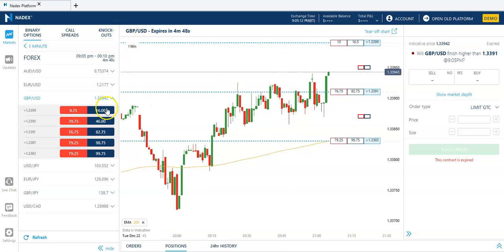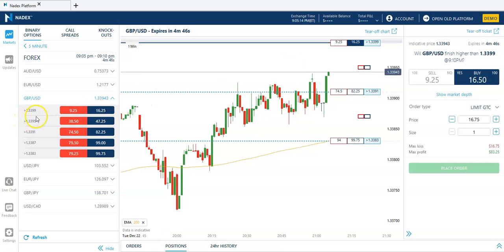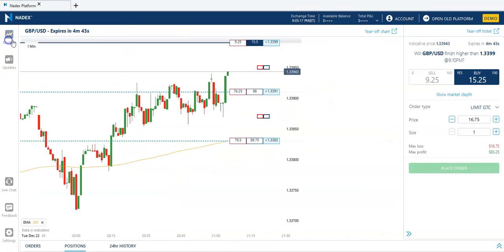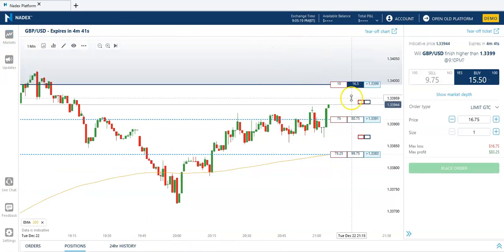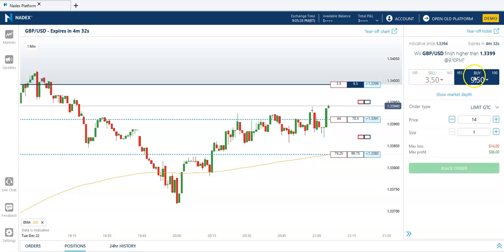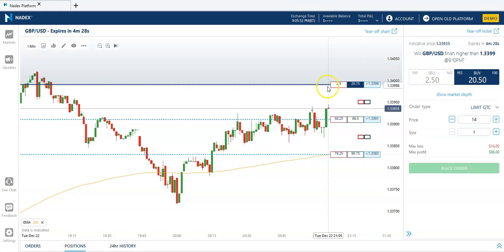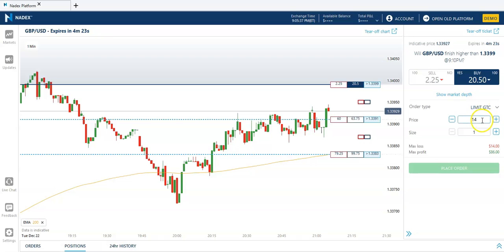And if we think we're bullish, let's look at this 1.3399 level. Okay. So right now, this is the price, right? So 15.25 by 8, right? If we click on this, it'll give us the numbers right here, if we want to sell it or get long. So let's say we're bullish on this. We could come down here, whatever price we want. Let's say we want $14. The size, we want one contract.